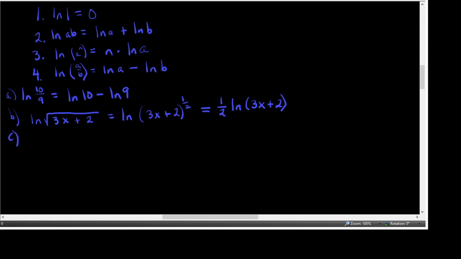C, natural logarithm of 6x over 5 is the natural logarithm of 6x minus the natural logarithm of 5. And then, of course, 6 times x is a product. So that can be further simplified.